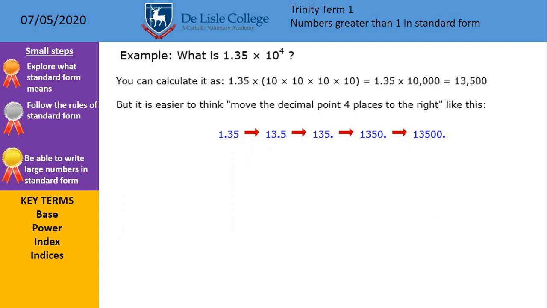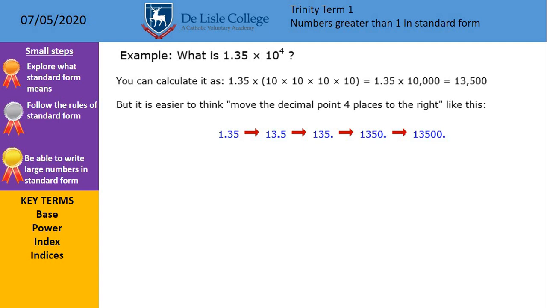So, what is 1.35 times 10 to the power of 4? Calculate it as 1.35, and we know 10 to the power of 4 is 10 times 10 times 10 times 10. And as you see in the previous slide, that's 1.35 times 10,000, which is 13,500.